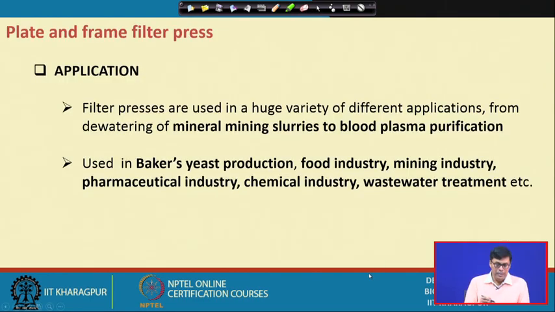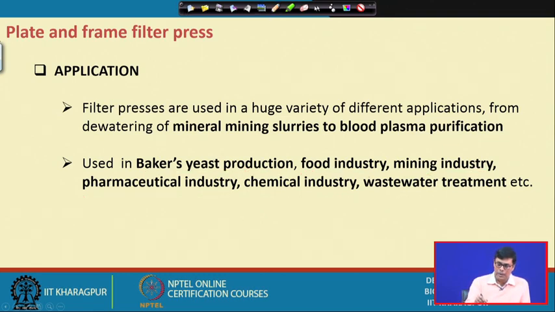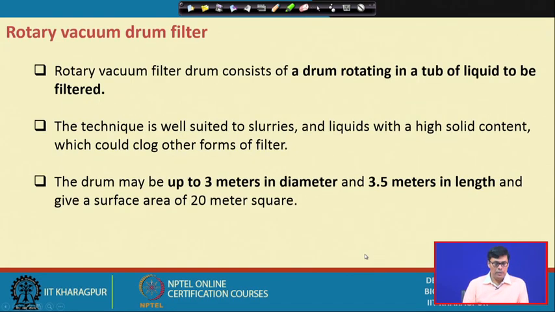Now, what are the applications we have? I told you that this is used in the baker's yeast fermentation process. Then it is used in the food industry, mining industry, pharmaceutical industry, chemical industry, and wastewater treatment process. So, we have several applications of the plate and frame filter press.